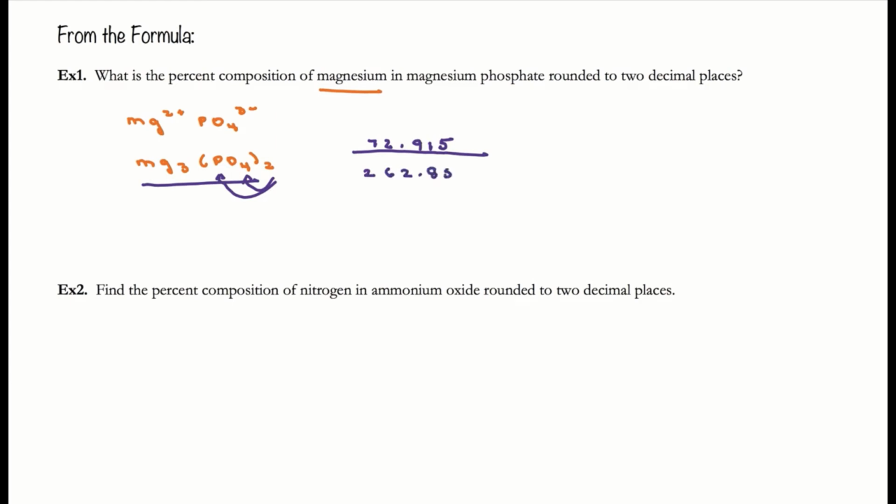And so the total molar mass that I get for magnesium phosphate is 262.855. So if I take the molar mass of just magnesium, divide by the total molar mass, and multiply by 100%, that will give me the percent composition that is magnesium, so 72.915 divided by the total molar mass times 100. I get 27.7396%. It asks for 2 decimal places, so I'm going to round this to 27.74%.